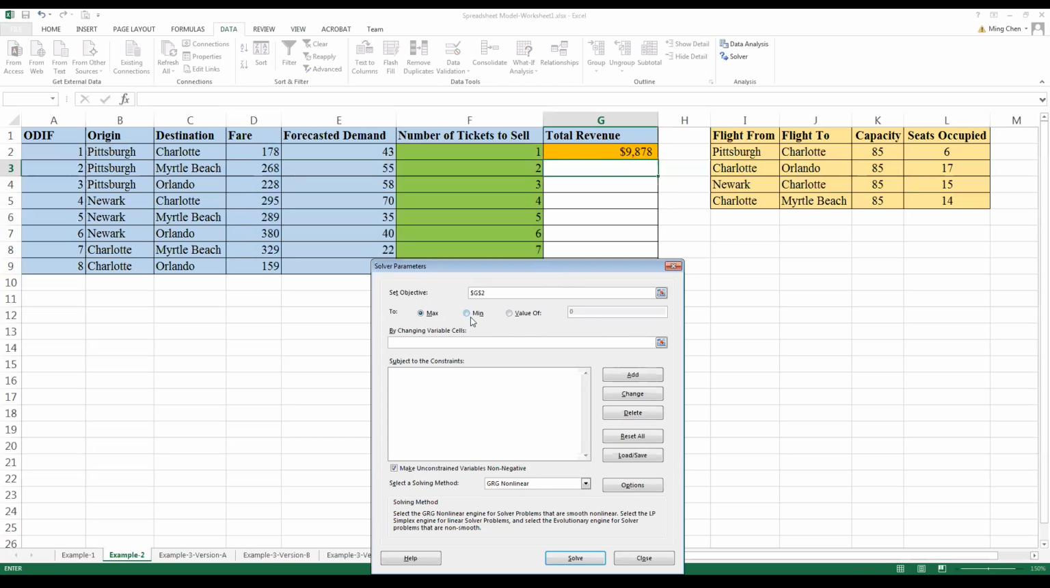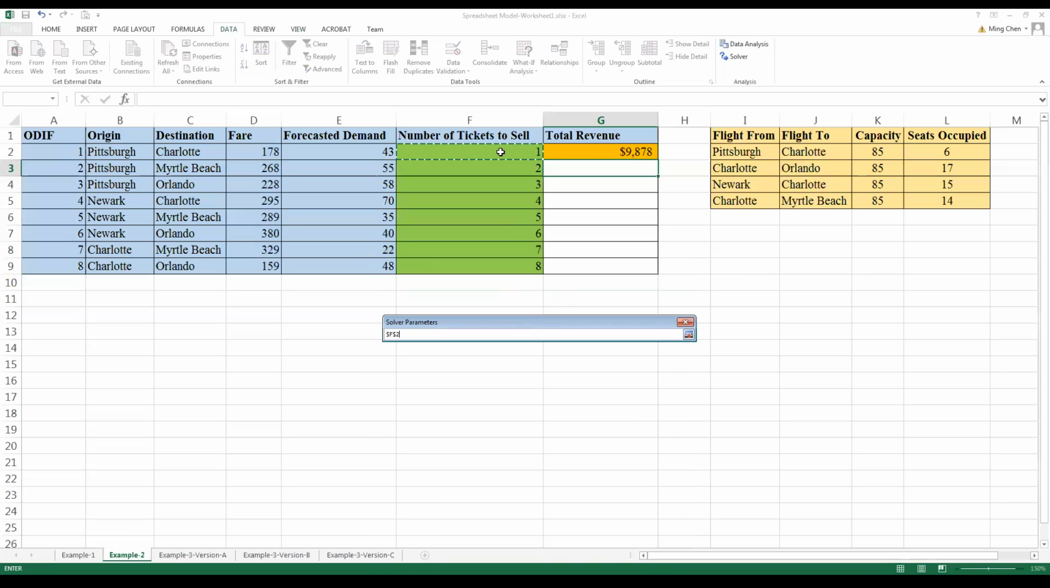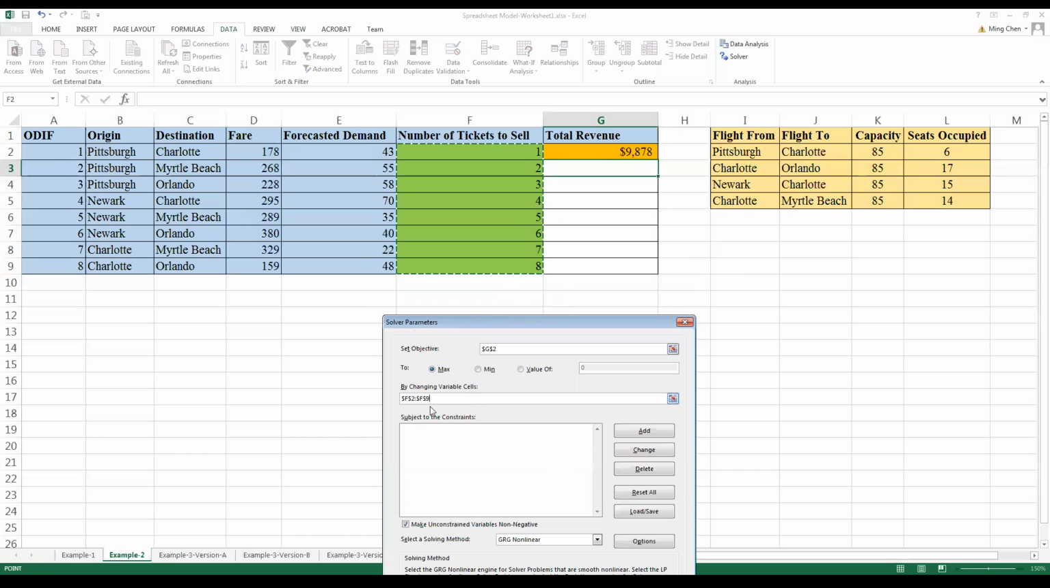Do you want to maximize it or minimize it? Revenue, we always want to maximize. This is the objective. Second is by changing variable cells. So what is your decision? Clearly in this problem, all these green numbers are decision variables. How many tickets I want to sell for different OD pairs, I don't know. I want Solver to figure it out. That's why these are called decision variables. From F2 to F9, decision variables.